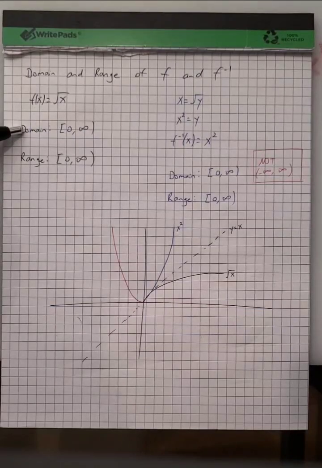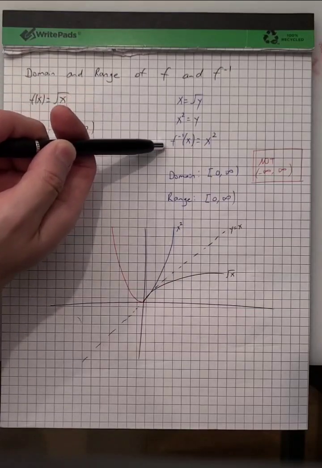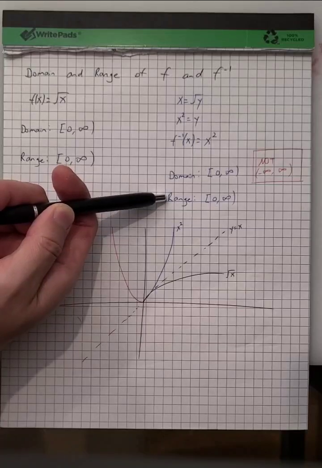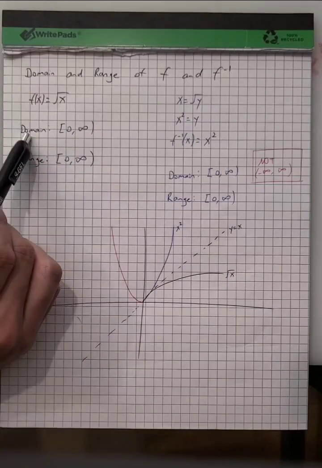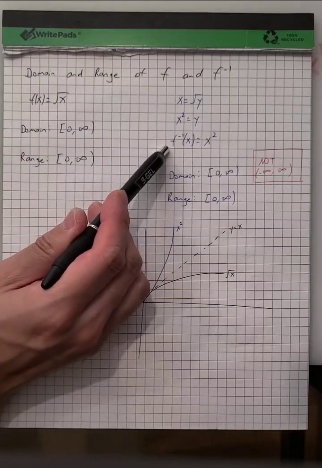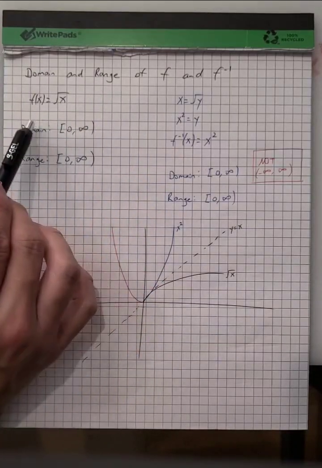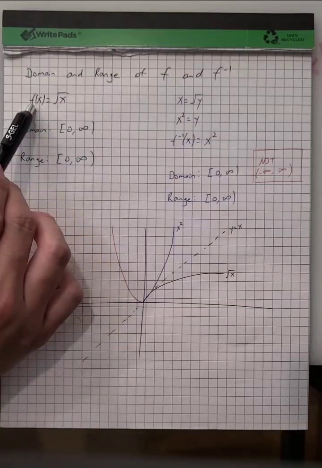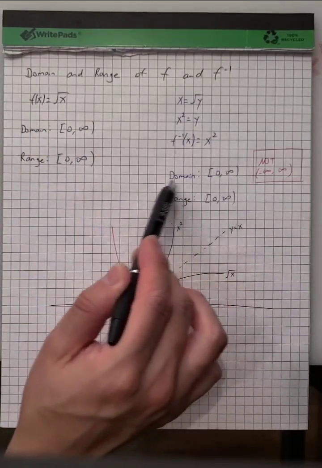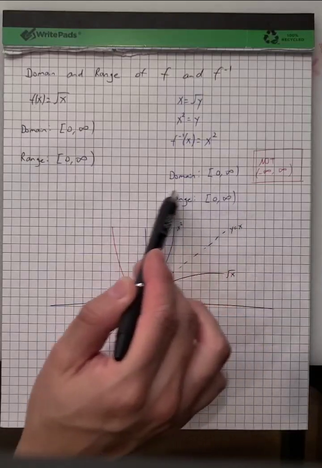So remember, input and output are swapped. So the inputs of f become the outputs of f inverse. So this moves over to the range. Range is related to the outputs. One more time, domain is related to the inputs of f. For f and f inverse, the input and outputs are swapped. So this is related to inputs for f, so it's related to the outputs for f inverse. The outputs are the range.